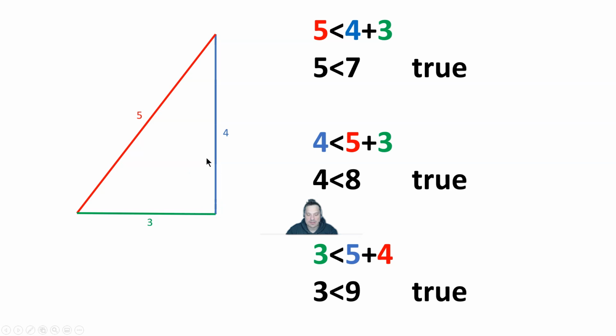The last relationship, for example, could say that 3 is less than 5 plus 4. Well, that makes sense. So 3 is the bottom side here. And you see that 5 plus 4 is 9, so clearly 3 is less than 9. That's a true result. So this is an observation that you can make about a triangle like this one.